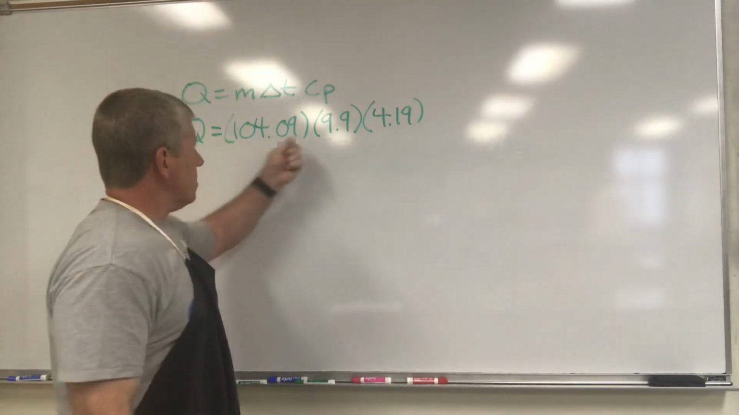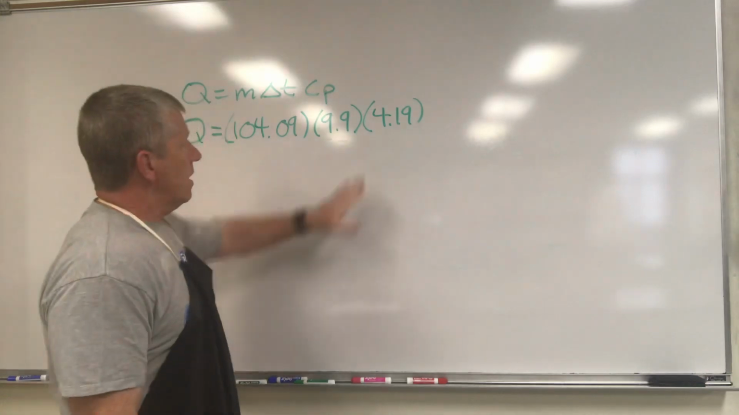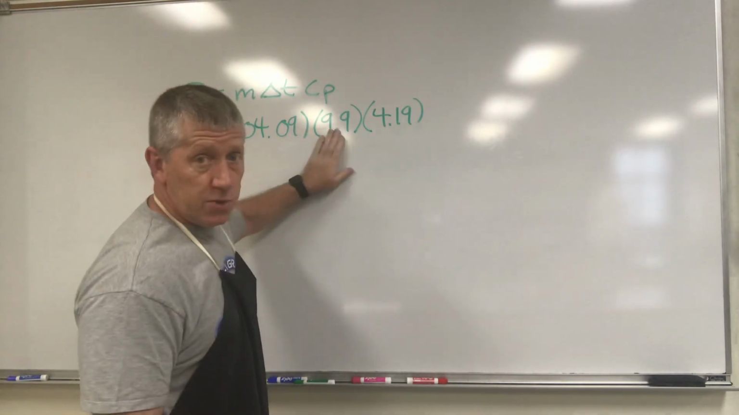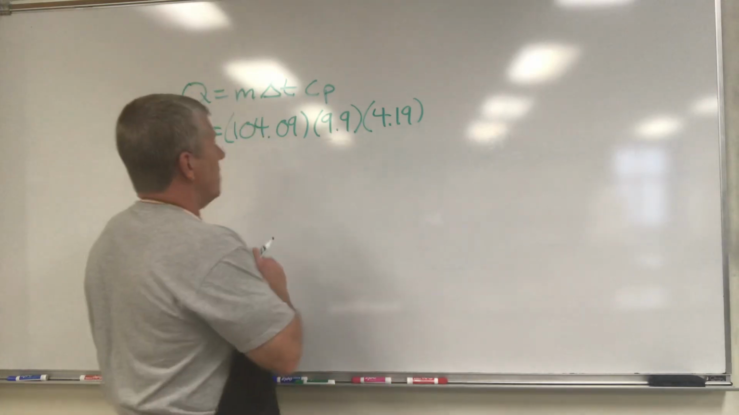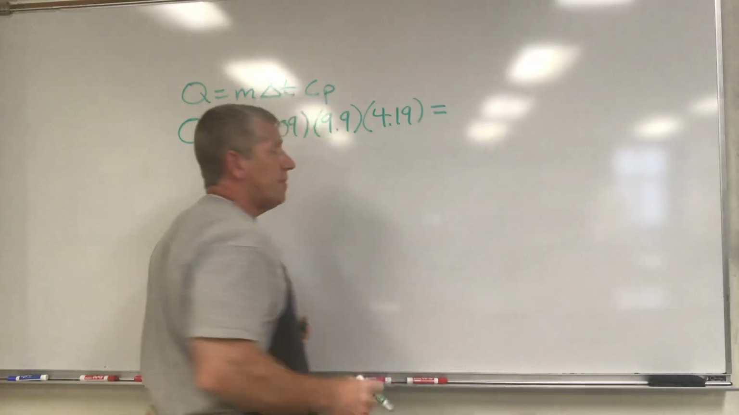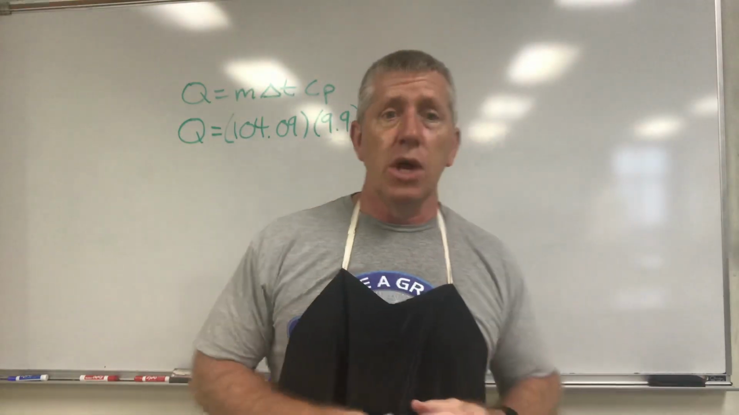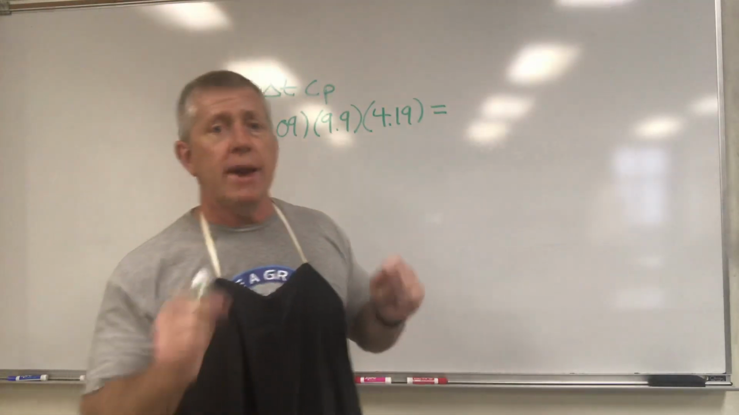So multiply these 3 numbers together. The grams and degrees Celsius will cancel out from these 2 values, and you'll be left with joules. If I multiply those out, you'll get how many joules of energy was released in that first reaction. So you go ahead and do that out.